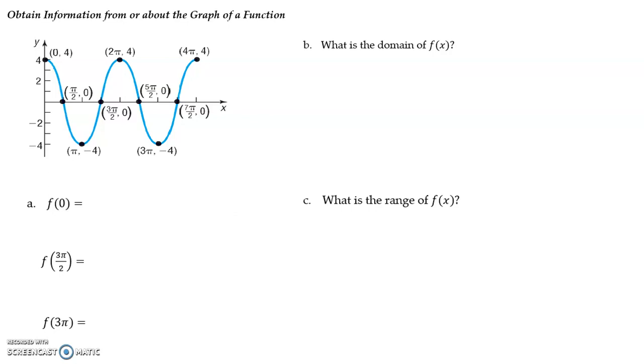Let's go ahead and take a look at our next example. Here we have a graph, and this one has multiple parts to it. So let's go ahead and start with part A. We want to find f of 0. So let's make sure we know what the question is asking us to do. When we're being asked to find f of 0, what they're giving us here is an x value of 0, and they're asking us to find the y value that goes with it. So if you take a look at our graph, when x is 0, our y value is 4. So f of 0 is going to be equal to 4.